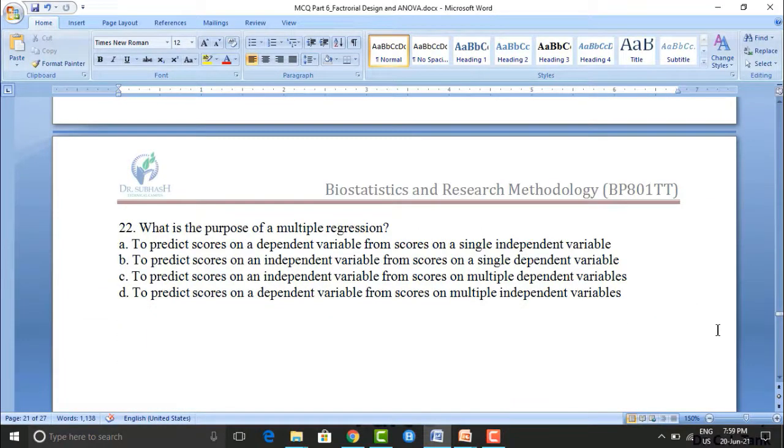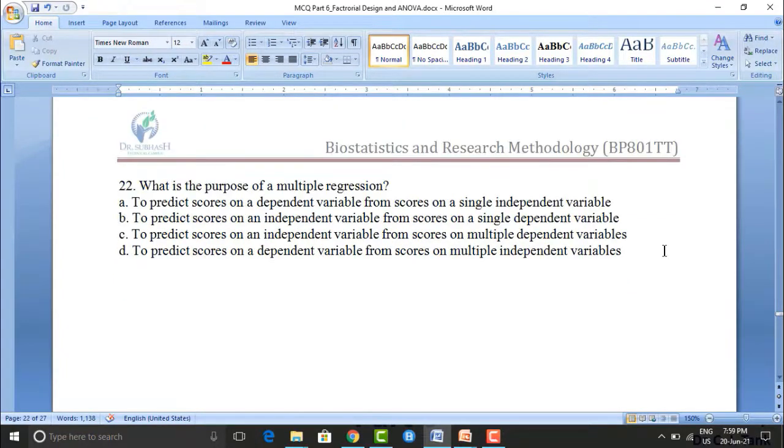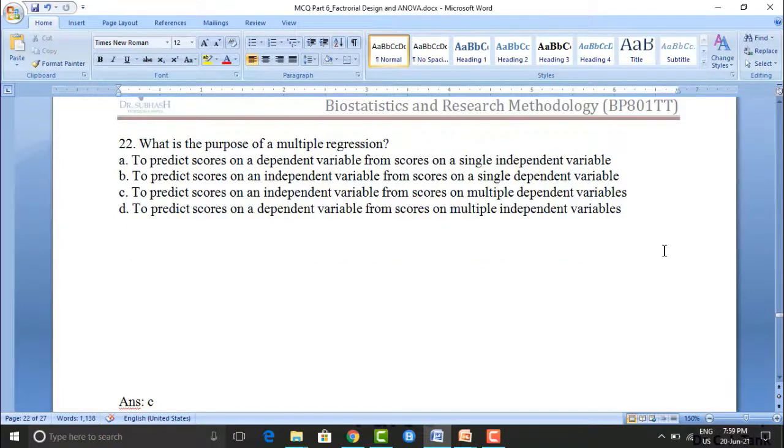What is the purpose of a multiple regression? Option A, to predict score on a dependent variable from score on a single independent variable. Option B, to predict score on an independent variable from the score on a single dependent variable. Option C, to predict score on an independent variable from the score on multiple dependent variables. And option D, to predict score on a dependent variable from score on multiple independent variables. Here the correct answer is D, to predict score on a dependent variable from the score on multiple independent variables.